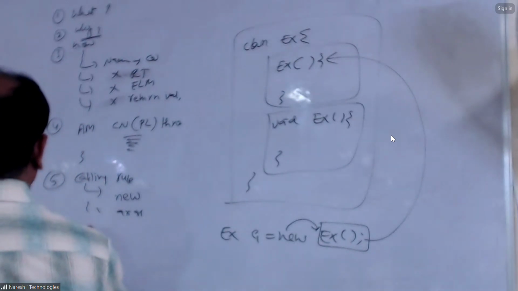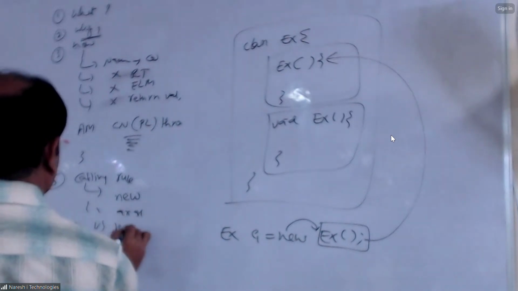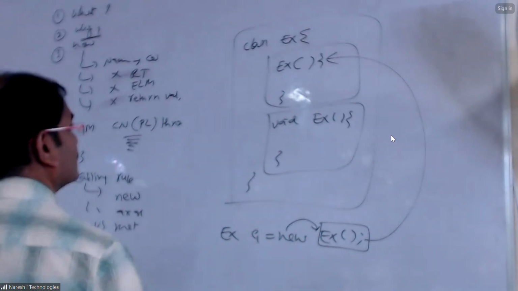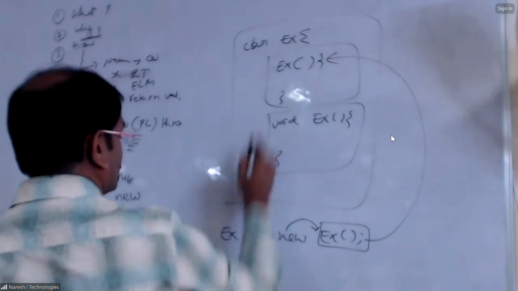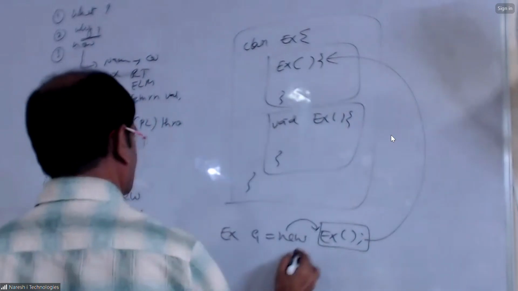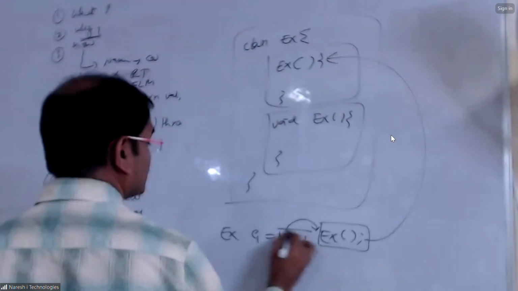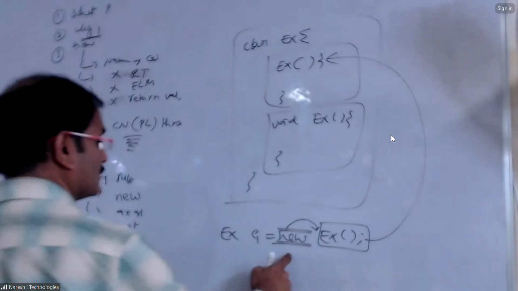How can you differentiate constructor versus method? By using return type. Is there a return type here? No. Then what? You call it by using what? New keyword. New keyword means constructor.